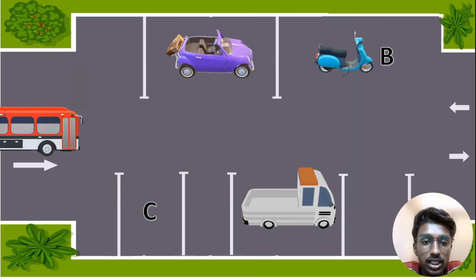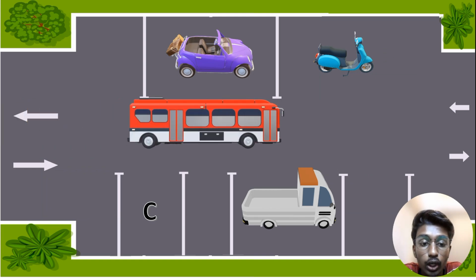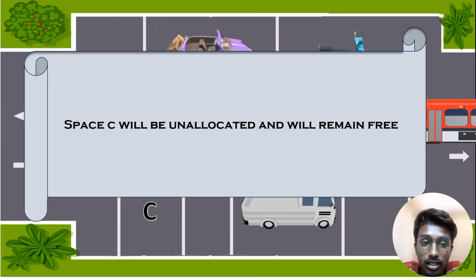Alright, the next vehicle arriving here will be a bus, and we could see that it'll be looking for available space in this parking space. However, since all the spaces have been taken, there are no available spaces after space D, so it will not be allocated in any parking lot in this parking space. So we could see that the bus will not be allocated at all. So in conclusion, space C will be unallocated and will remain free. Thank you.